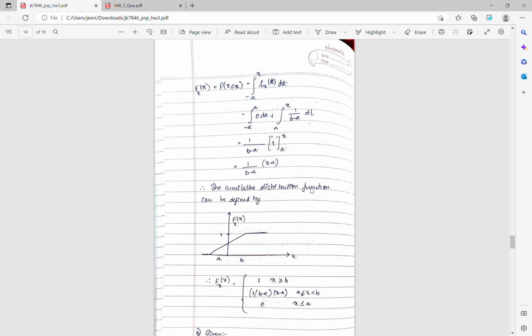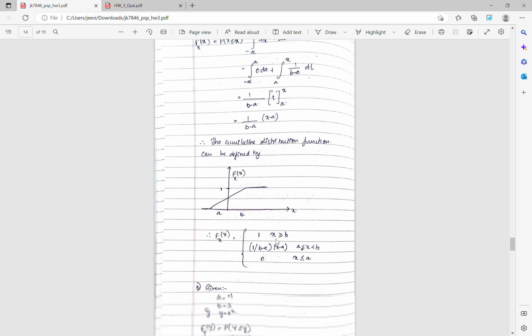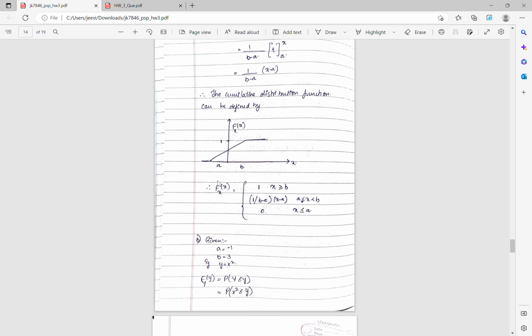Now the cumulative distribution function can be represented as the graph shown below, that is from a to b. Now this part's height is 1, so at 1 it becomes flat. Therefore the cumulative distribution function is equal to 1 if the value of x is greater than or equal to b, and the value will be equal to 1 by (b minus a) into (x minus a) if x ranges between a and b. Otherwise the value will be equal to 0.